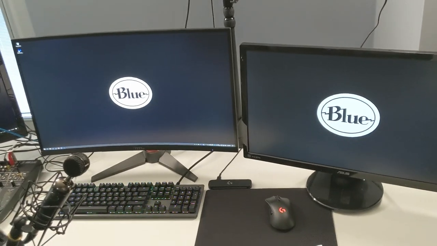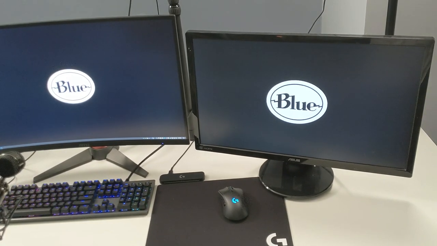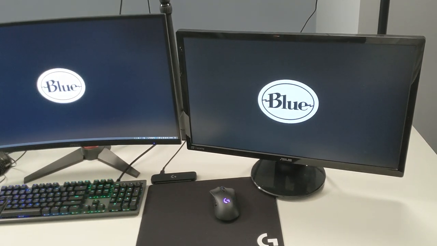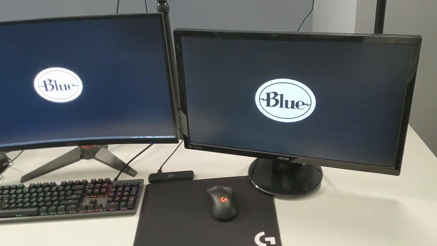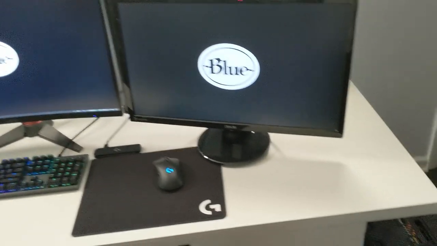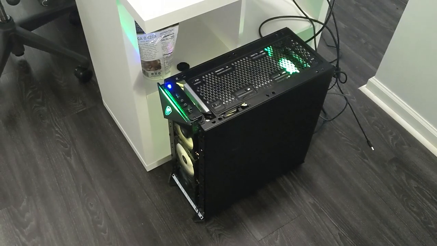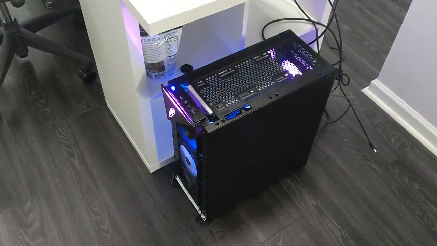And then the dual monitor setup, and this is important for streamers because you want to be able to play your games on one monitor and then be able to look at Twitch chat on the other monitor or check Discord or something like that. So I'm guessing most of you that are watching this probably already have two, but if you don't, definitely make that upgrade. Now, this is my gaming PC, and this is a dedicated gaming PC.